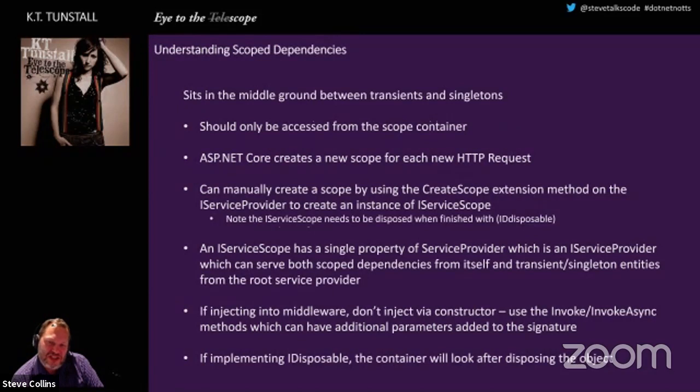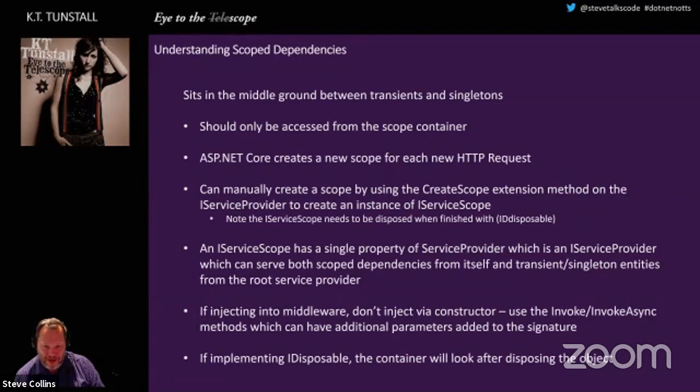So going more into scoped dependencies, as I say, this sits somewhere in the middle ground. They should only really be accessed from a scoped container, and that's coming up in a minute. ASP.NET Core creates a container, a new scope for you on each HTTP request, and that's going to live all the while that the request is flowing through the system and then gets disposed when the response goes out the door.